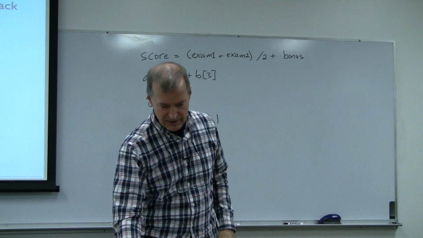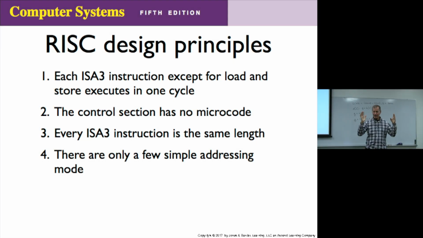I think each ISA3 instruction, except for load and store, executes in what? One cycle. What does that mean? As a result of that, it's one cycle. That means we can't have variable length instructions, right? So each one executes in one cycle, so the control section has no microcode. So what does that mean? Every ISA3 instruction has to have the what?